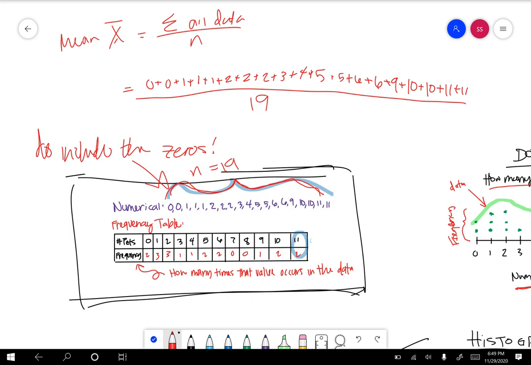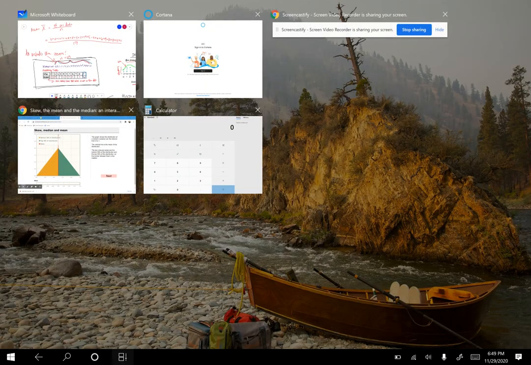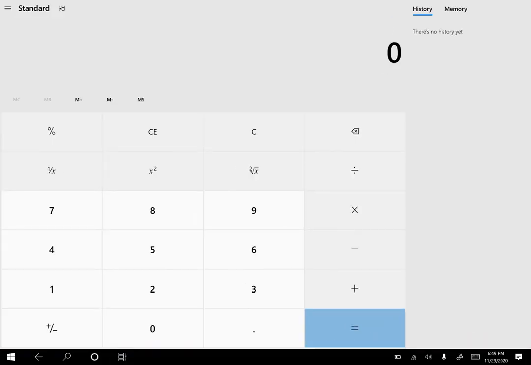Okay, so if we were to do all of that, actually I haven't calculated this ahead of time, so this is great. We can do this together. All right, so we have 0 plus 0 is just 0, so I'm going to leave the zeros out. But then we have 1 plus 1 plus 1, 1 plus 2 plus 2 plus 2 plus 3 plus 4. I think I got all of it.